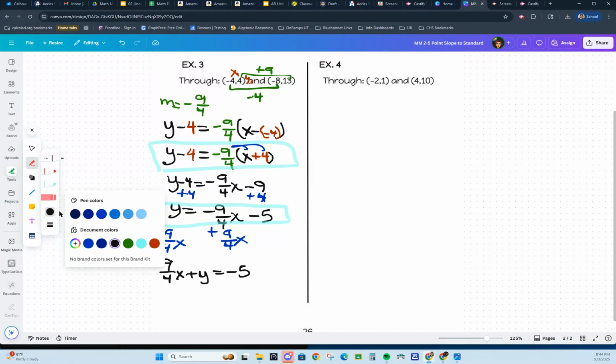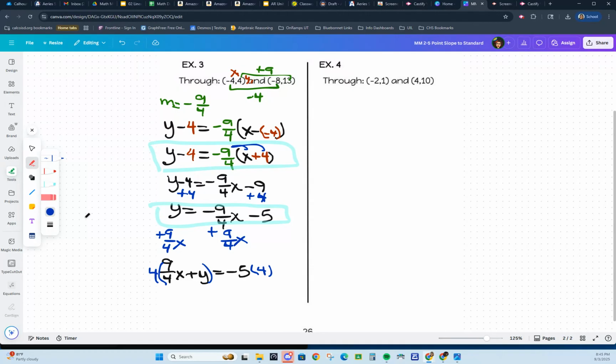And then the last thing that we're going to do to get it into standard form is we're going to multiply both sides of the equation by 4. That way we get rid of that fraction. We only have whole numbers. So our final equation in standard form will be 9x plus 4y equals -20. Okay? So there is our standard form.